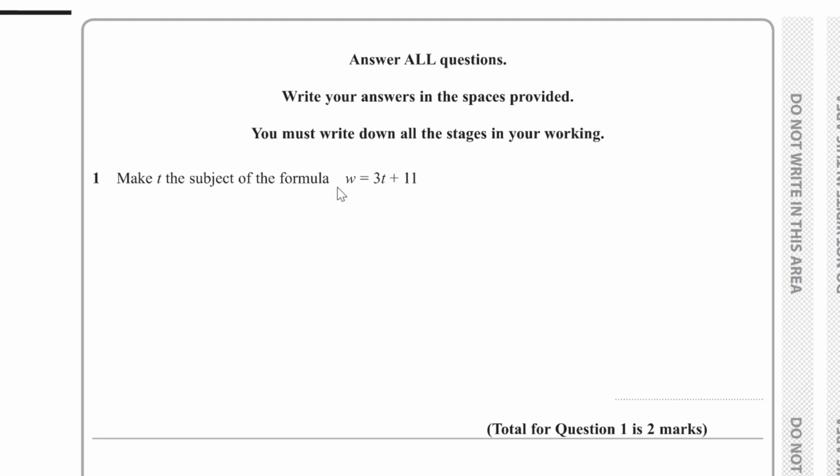Question 1. We have to make t the subject of the formula w equals 3t plus 11. Well, first of all, if we subtract 11 from both sides, you'd find 3t equals w minus 11. Now if we divide both sides by 3, you'd therefore find t equals (w minus 11) over 3.